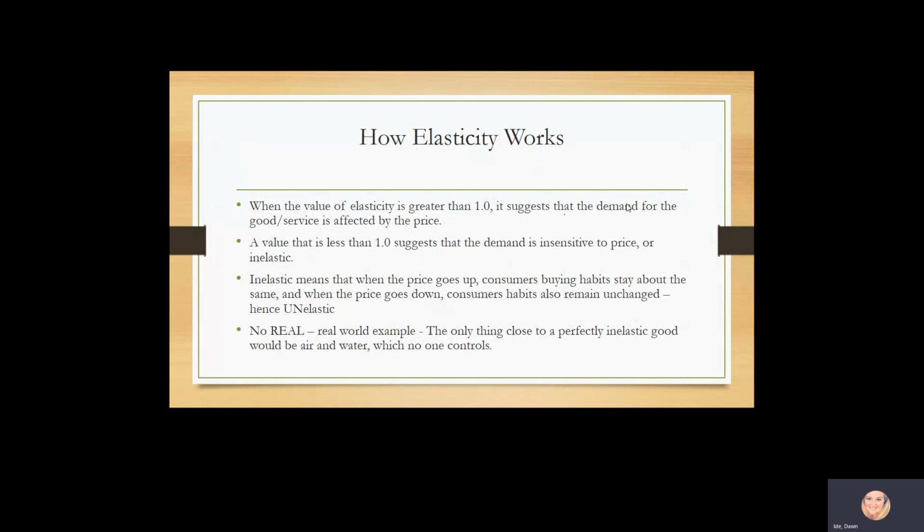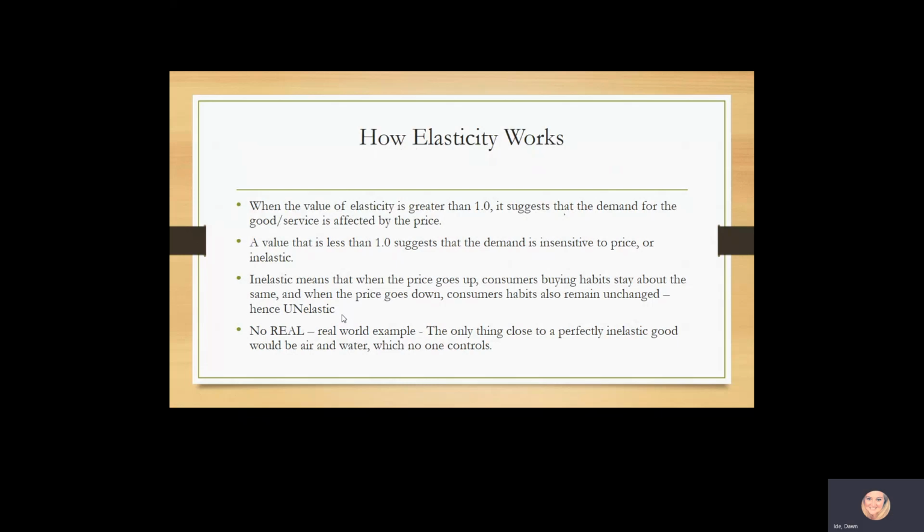Okay? All right, so a value that is less than 1 suggests that the demand is insensitive to the price, or inelastic, meaning it doesn't change. Inelastic, again, means that when the price goes up, consumers' buying habits stay about the same. And when the price goes down, they remain unchanged. Nothing changes. So it doesn't matter if the price goes up or if the price goes down, people still buy it. So they say there's no real world example for this.